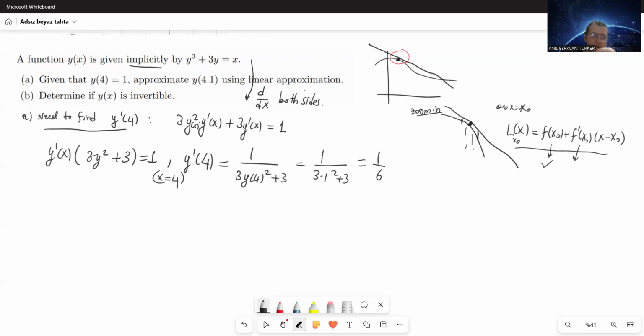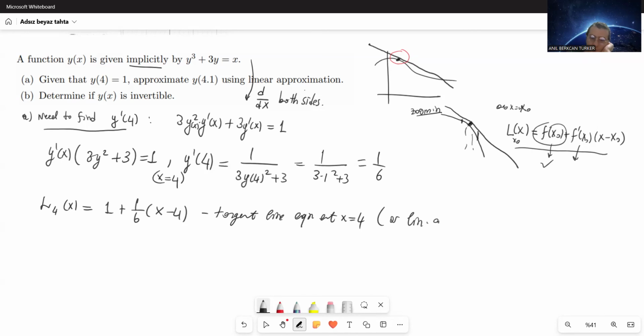So the linear approximation of my function at 4, in terms of x, is the base point f(x0), which is given by 1, plus f prime, or y prime of 4, which is 1 over 6, times (x minus 4). This is your linear approximation formula, the tangent line equation at x equals 4.